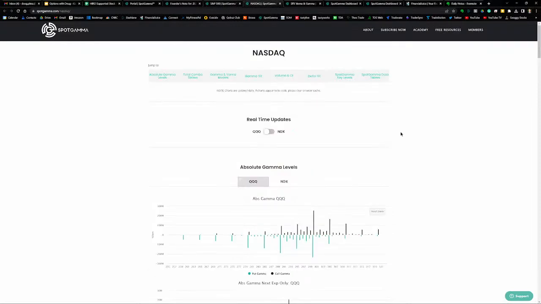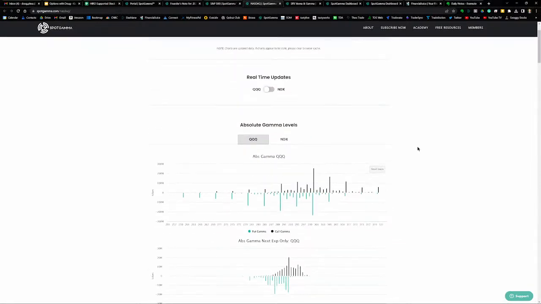Let's take a look at NASDAQ. So for NASDAQ, we look at QQQ. So here's QQQ, the key gamma strike at 300, again the largest absolute gamma. And the put wall remains at 285, and then the call wall at 310. Okay, so those are the gamma levels.